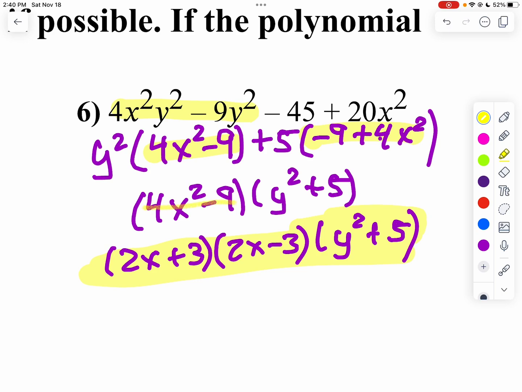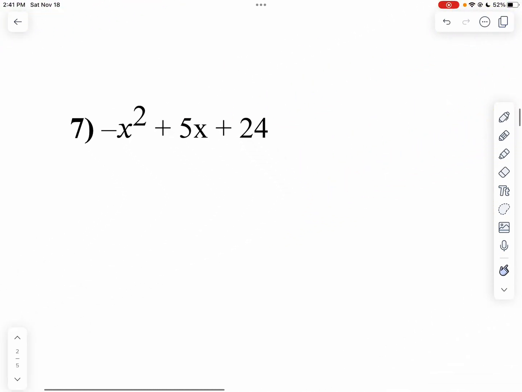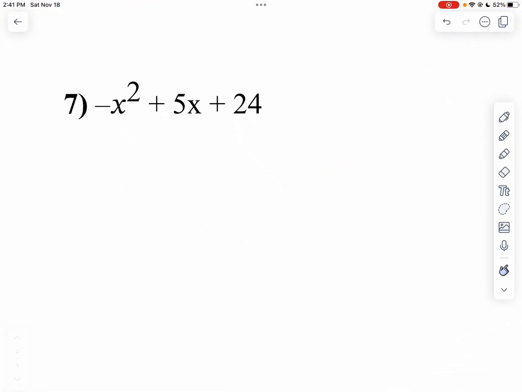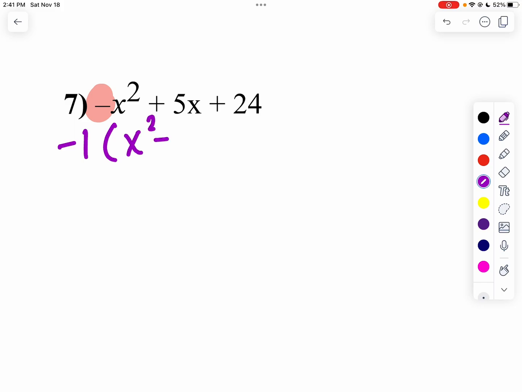Let's take a look at number 7. Okay, first thing, I don't like that negative in front. That makes it confusing. So I'm going to factor a negative 1 out right away, which means I change my sign. So it becomes x squared minus 5x minus 24.